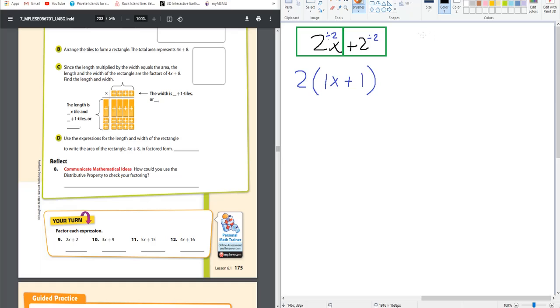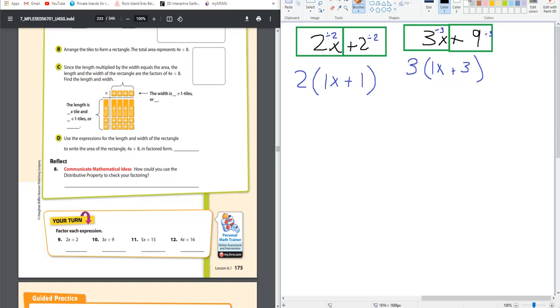So let's try it again. This one was 3x plus 9. Again, I'm going to break up my terms. So I have 3x and I have 9. I don't really care about the variable right now. I can divide both of these by 3, so I'm going to pull the 3 out. The 3 goes outside. 3 divided by 3 is 1x plus 9 divided by 3 is 3. There you go.